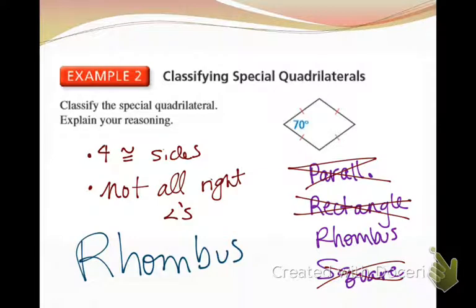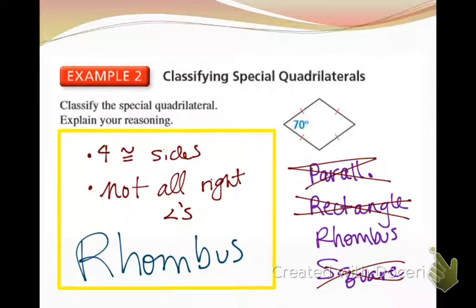So all of this is my answer. Why is all of it my answer? It says explain. So it's a rhombus because all the sides are congruent, but not all the angles are right angles.